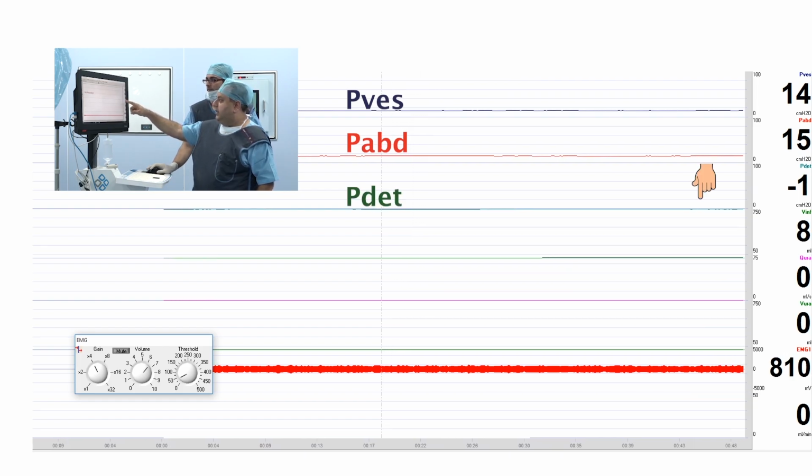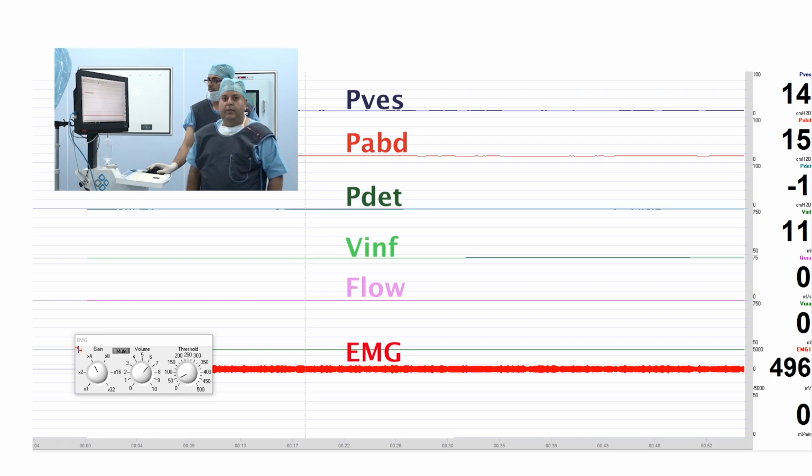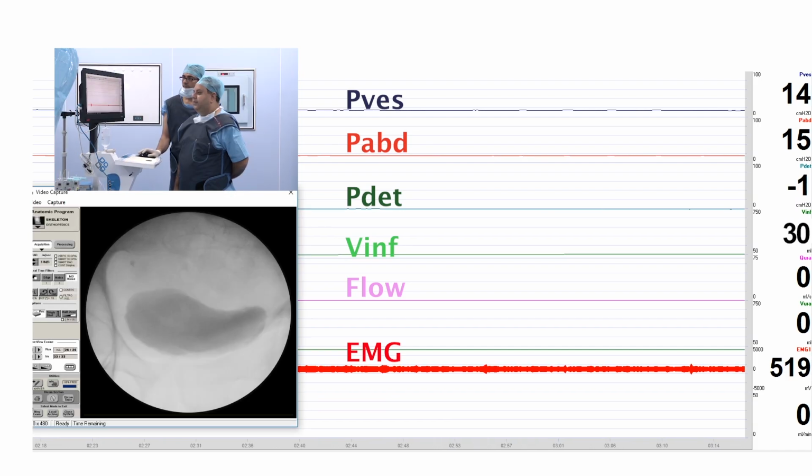This line is representing the detrusor pressure, and then we have the flow line, and then this is the EMG. We will now fill the patient with 30 cc and then make him cough for quality control. Please cough.